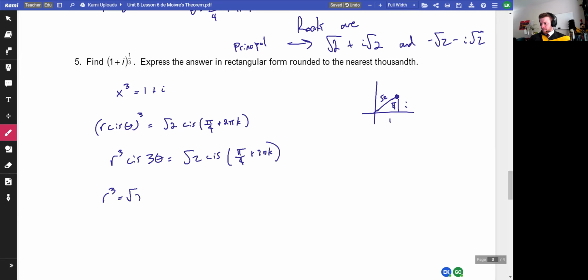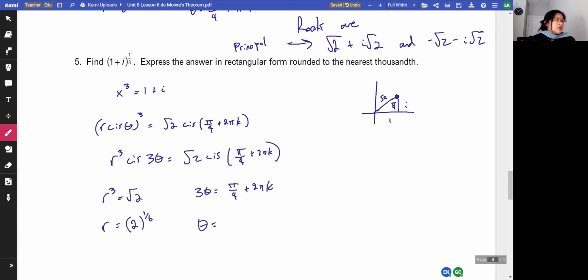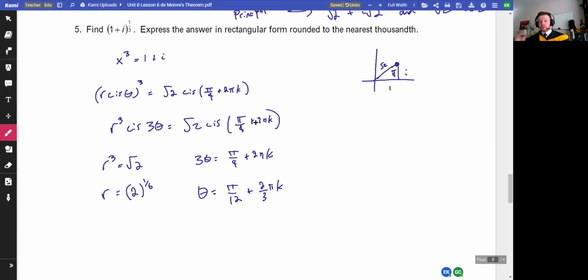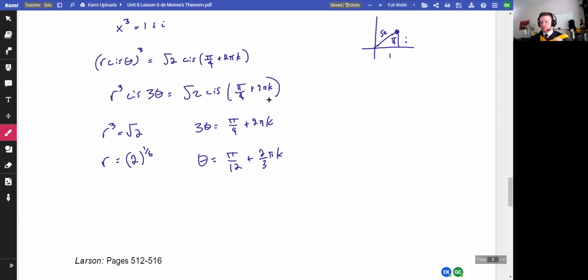So I think that makes r equal to the cube root of root 2, which is, I believe, the 6th root of 2, right? Yes, because you're multiplying 1/2 times 1/3 for your exponent. And then 3 theta is equal to pi over 4 plus 2 pi k, and theta is equal to pi over 12 plus 2/3 pi k. And notice that this is going to justify why there are exactly n roots. What happens if I try to get a 4th root? Well, let's write it out first and then answer that question.